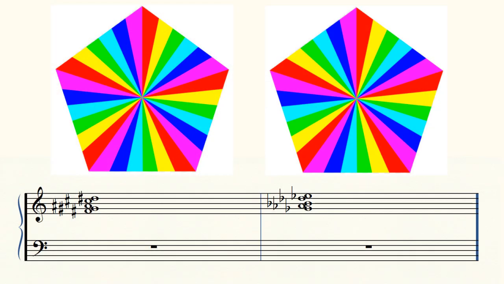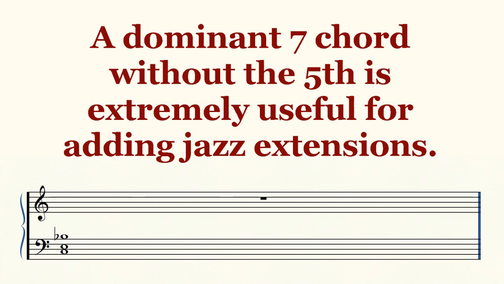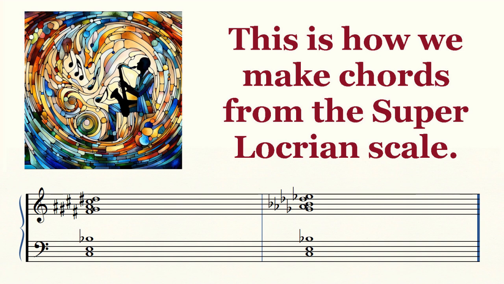Let's play the F-sharp pentatonic scale together in the right hand. We already know that this can be considered a chord. Let's play a C dominant 7th chord without the 5th in the left hand. When you play both hands together, you now have a chord that uses all the notes in the C superlocrian scale. This certainly sounds like a chord to me.